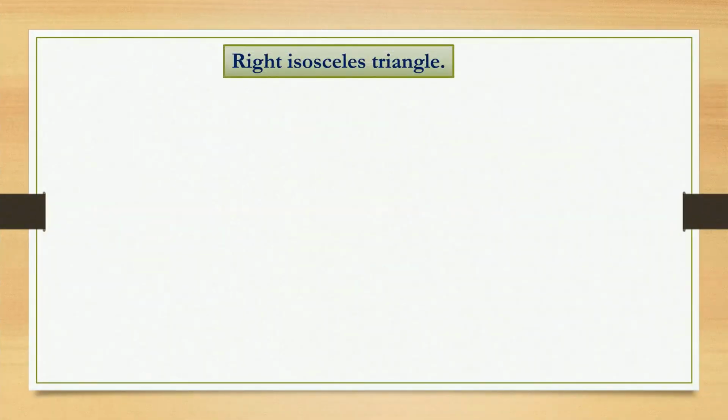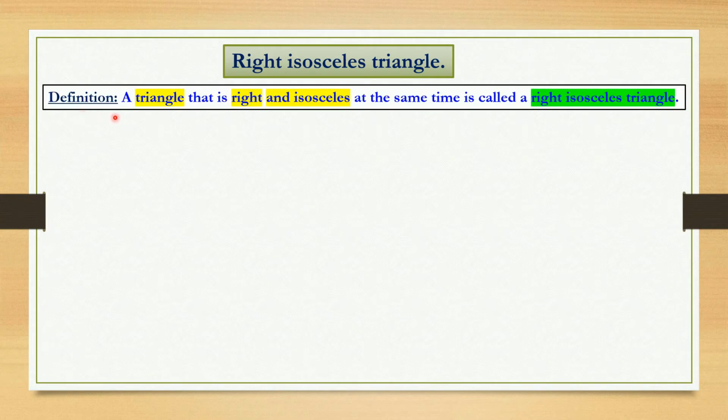Let's continue with the next type of triangles, the right isosceles triangle. Definition: a triangle that is right and isosceles at the same time is called a right isosceles triangle.